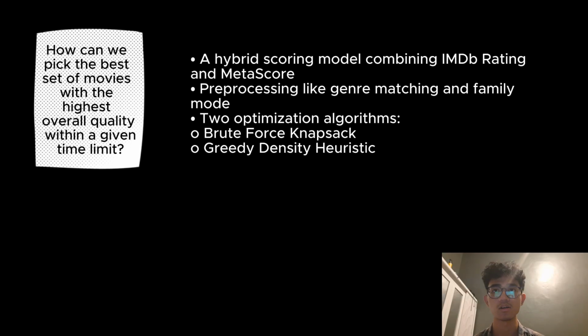To solve this problem, we use a hybrid scoring model combining IMDb rating and Metascore, and pre-processing like genre matching and family mode, with two optimization algorithms, which are brute force knapsack and greedy density heuristic algorithm.